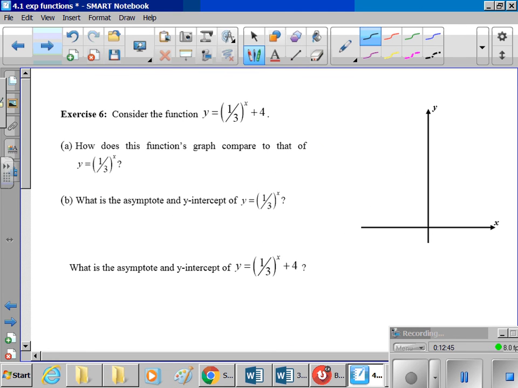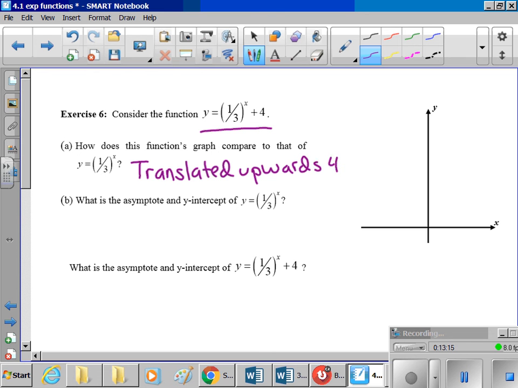All right, here's where we get to translation. This is when our asymptote may not be at 0. So our function here is y equals 1/3 to the power of x plus 4. How does this function's graph compare to that of y equals 1/3 to the power of x? Well, like I've been hinting for a little while now, this has been translated upwards 4 units. We took all of our y values here, we just added 4, we bumped them up.